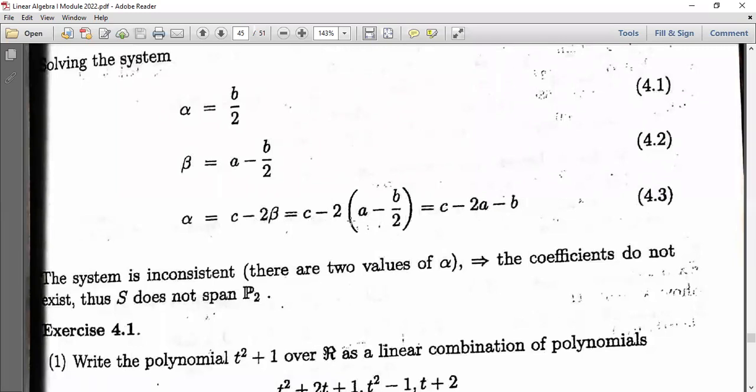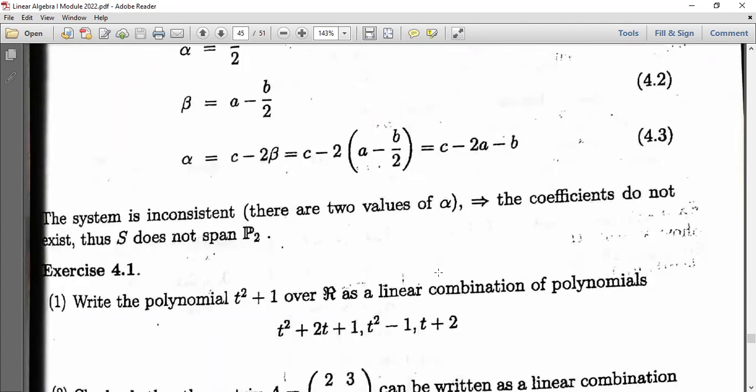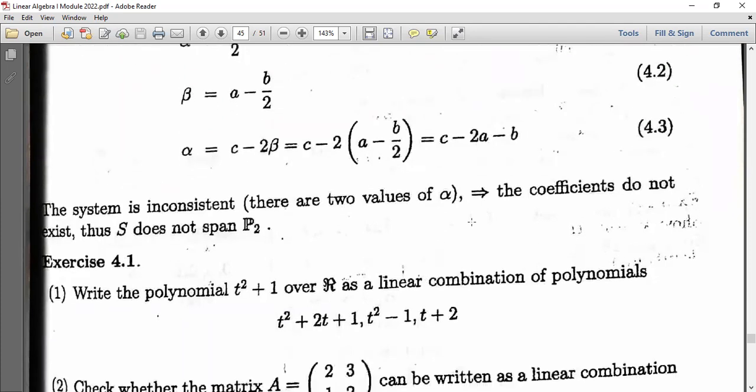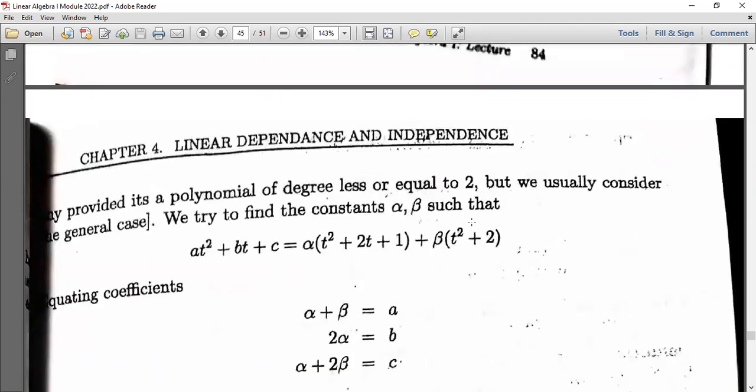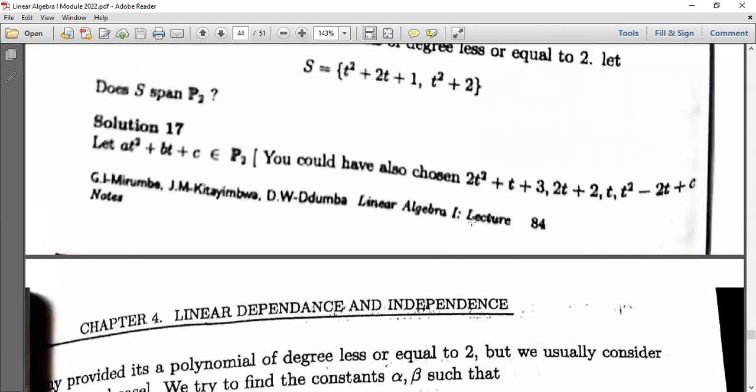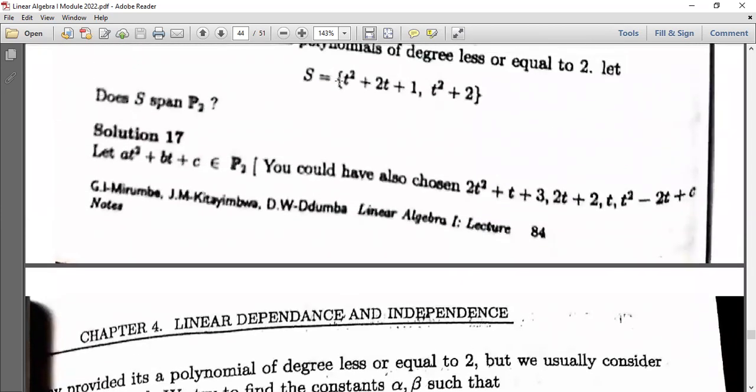Then alpha will be, you see, the system is inconsistent. There are no two values of alpha. You see, here we have alpha, but when we try to solve here, we get a different value of alpha. That means the system is inconsistent. So the coefficients do not exist, and that means that this set here cannot span every polynomial of degree less or equal to 2.